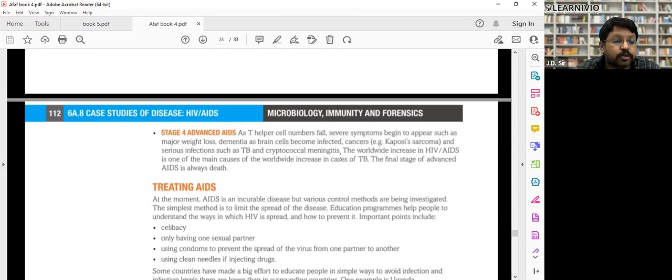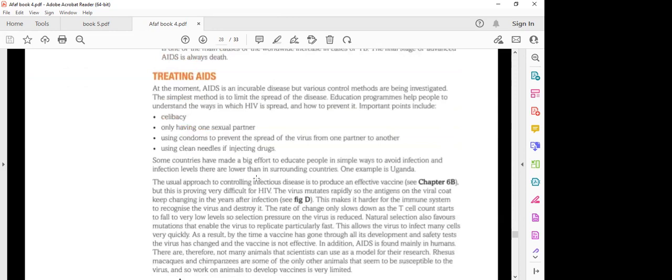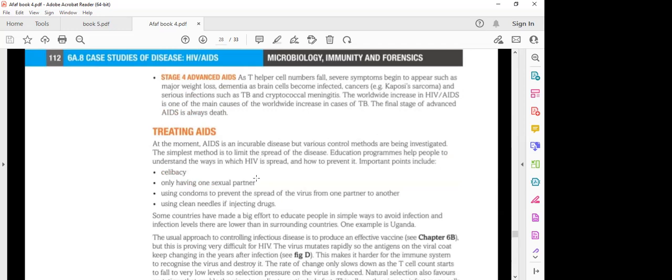The worldwide increase in HIV AIDS is one of the main causes of the worldwide increase in TB. The final stage of advanced AIDS is always death. Sir, do the symptoms last forever? Yes, right. They last forever.